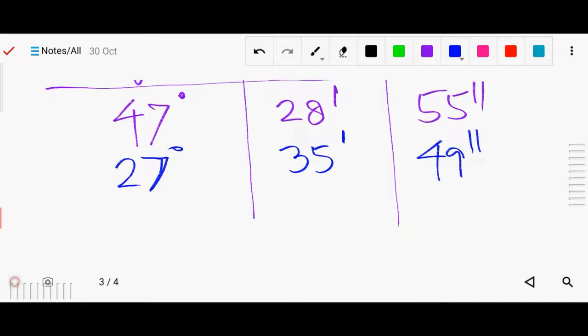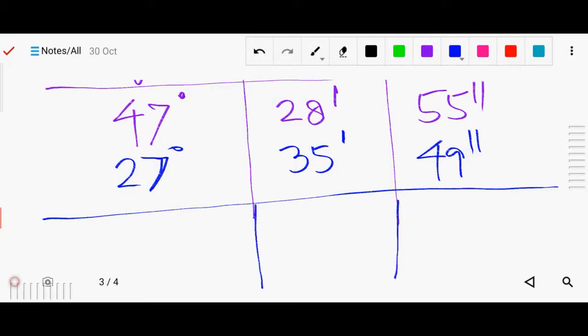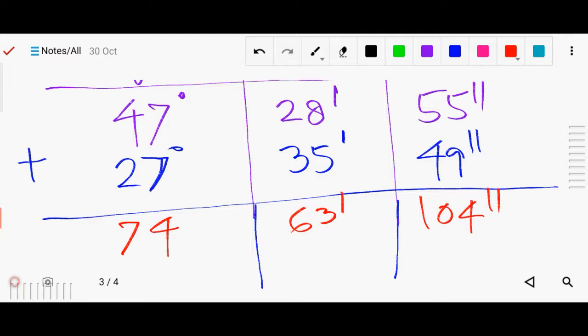Now we have to add these two. First of all we will add simply. 9 plus 5 is 14, 5 plus 4 is 9, plus 1 is 10, so here it is 104 seconds. Now here you can add 8 plus 5 is 13, and 3 plus 2 is 5, so 63 minutes. Here also you can add 7 plus 7 is 14, and 6, so 74 degrees.